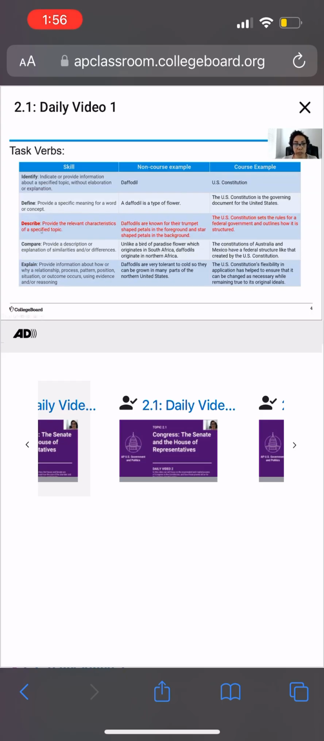But just remember, when we're looking at describe, we're talking about providing relevant characteristics of a specific topic. I did mine on flowers here, but we go over here for the course example, and we have the U.S. Constitution sets the rules for a federal government and outlines how it is structured. So just keep that in mind.